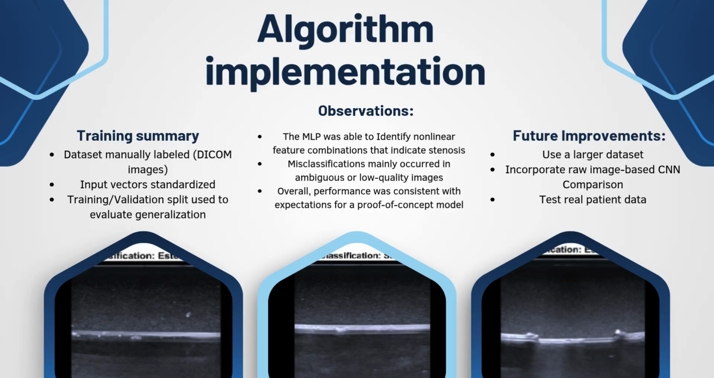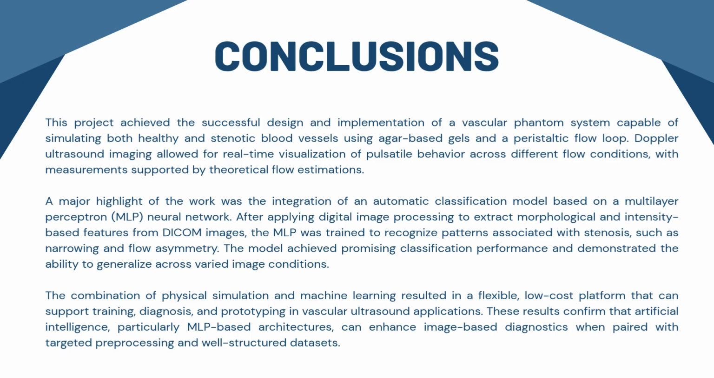Although most classifications were accurate, we observed some misclassifications, mainly in ambiguous or low contrast images, which suggests the need for more robust input variability. Overall, the results were consistent with what we expected for a proof-of-concept model. Future improvements include expanding the dataset, comparing performance with a CNN using raw images, and eventually testing with real clinical data.